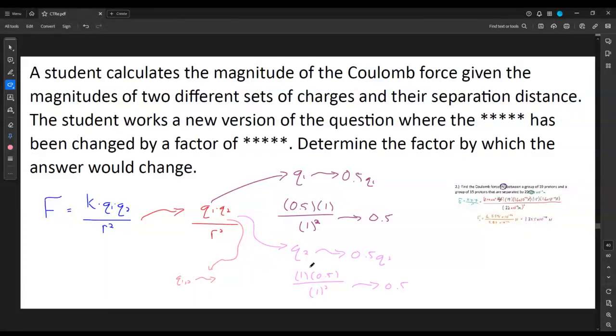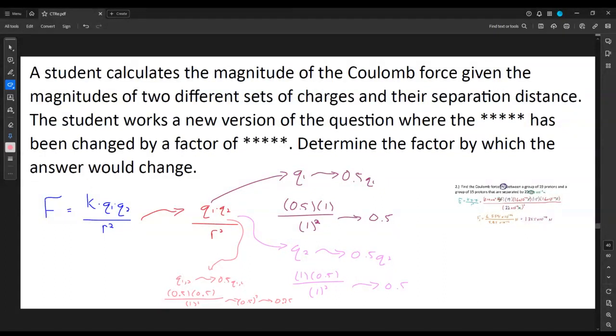Then I think you might see where this is going. We've got two numbers that we're going to plug in and make changes for. So for Q1 and Q2, I'm going to have 0.5 for the first one, and 0.5 for the second one. And then on the bottom, I'm going to have 1 squared. So notice that this ends up being the factor squared, and for me that's going to end up being 0.25.